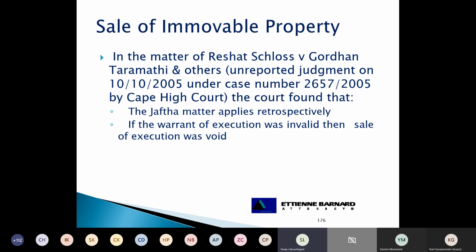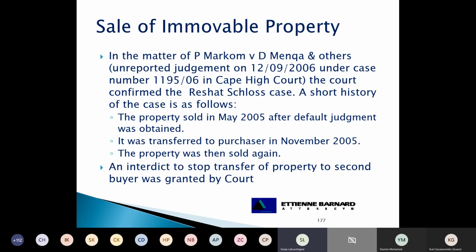And this is also what happened in this matter of Markham. There was a judgment against Mr. Markham by somebody else for defamation. And he didn't defend it. They got default judgment. The house was sold. Obviously, there was no judicial oversight because that was before the requirement for judicial oversight. The house was in the process of being sold to a second person, who's got absolutely nothing to do with the previous litigation.